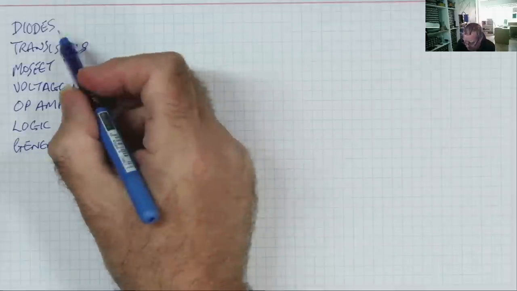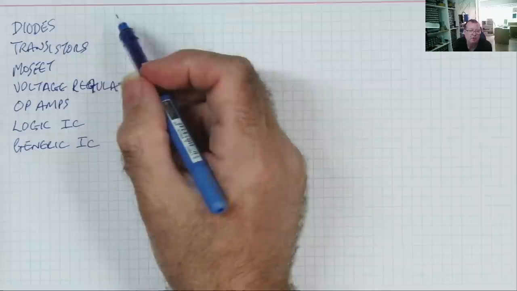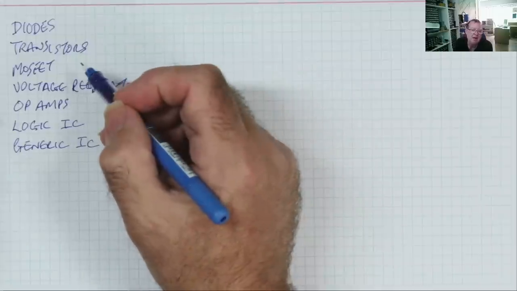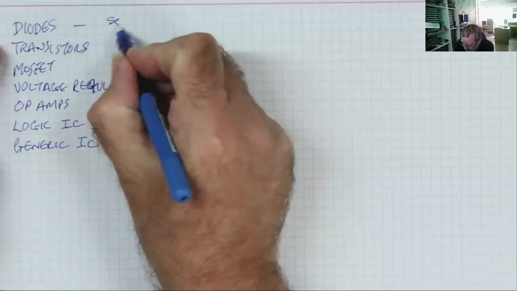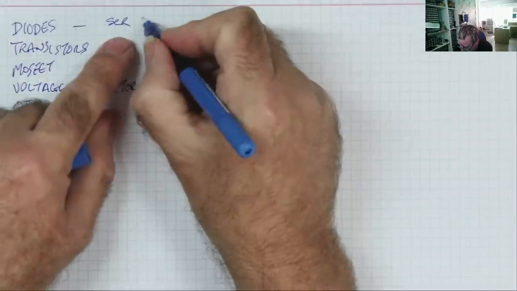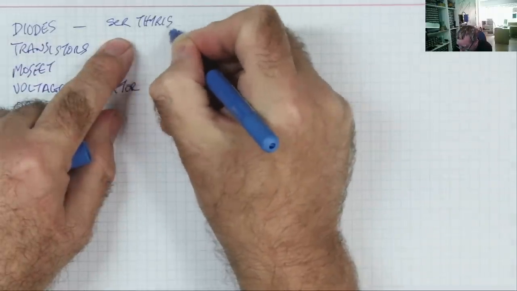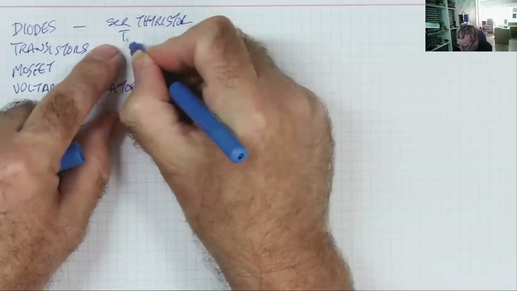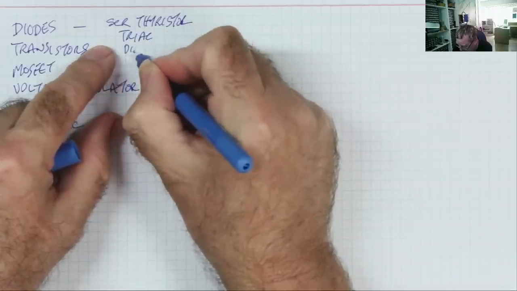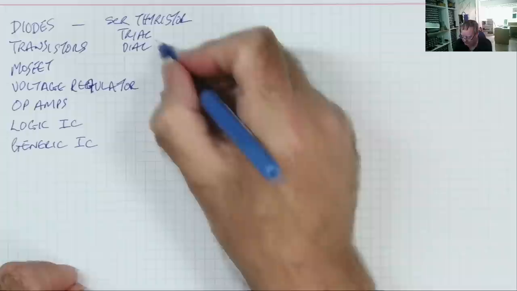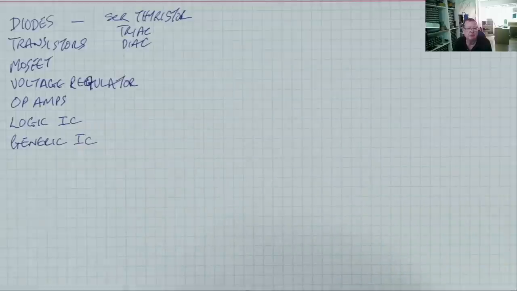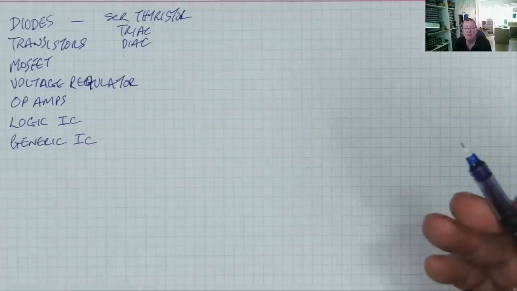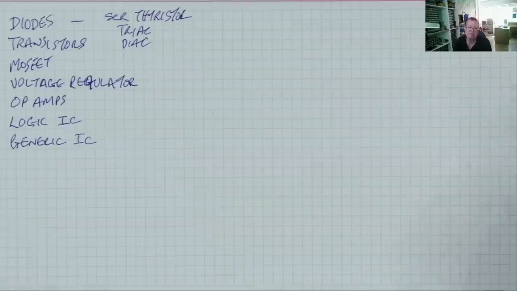Also, in diodes, there are some components that we will put as subsets of diodes, although in some respects they could be subsets of transistors. But in here, we will have SCR, or thyristor. We'll have triac, diac, and a few other variants as well. So let's start by learning the symbols for all these components and put together with part one. We then effectively have the alphabet of schematic symbols, and that's what we need to start with.